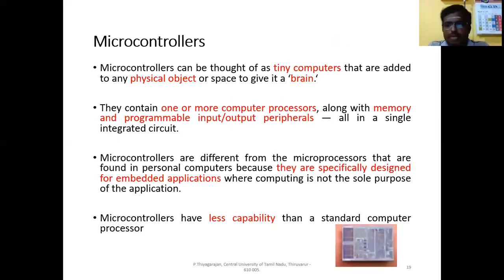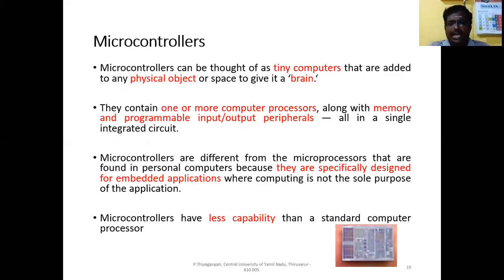Next, we are going to see about the microcontroller. So now we have seen the IP core, and we have also seen FPGA and microcontroller. These all form the central components of the architecture of an embedded system. The microcontroller is otherwise called the brain of the embedded system. Like the brain of a computer is the CPU, the brain of an embedded system is nothing but a microcontroller. It can be compared analogically to a mini computer. Microcontrollers can be thought of as tiny computers that are added to any physical object or space, and we can also call it a brain.